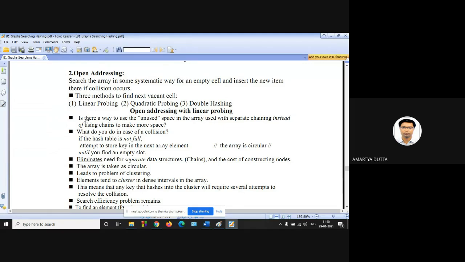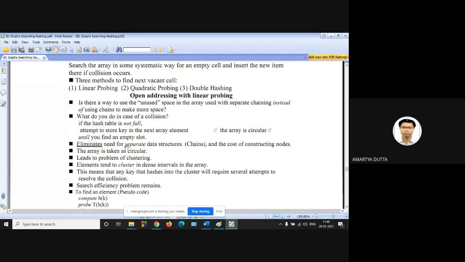Is there a way to use the unused space in the array used with separate chaining, instead of using chains to make more space? So what do you do in case of a collision? If the hash table is not full, attempt to store the element in the next array element. We assume that our array is circular until you find an empty slot. So this is linear probing.